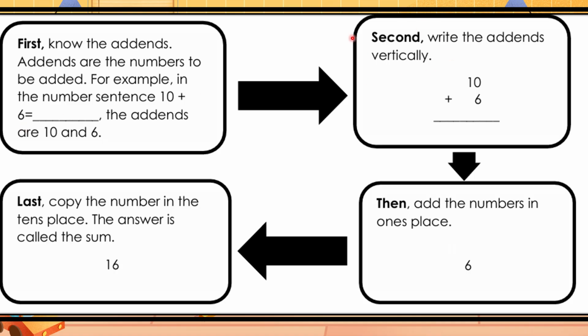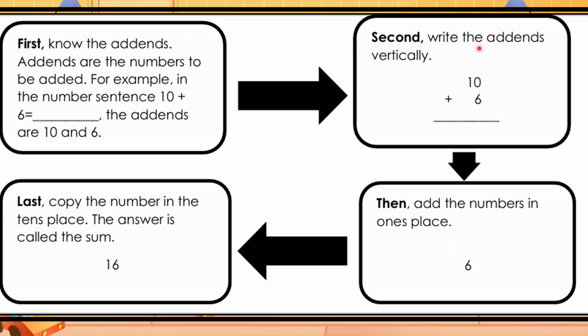Second, write the addends vertically. So we don't add them from left to right, but we add them vertically by going up and down. Just look at this. And third is add the numbers in one's place. Then add the numbers in one's place.